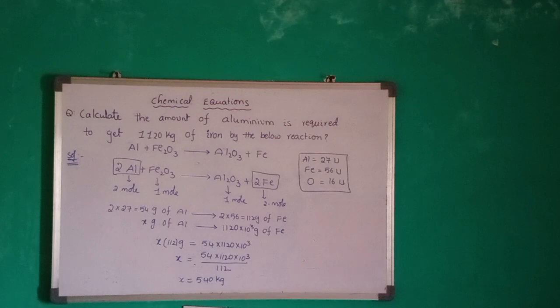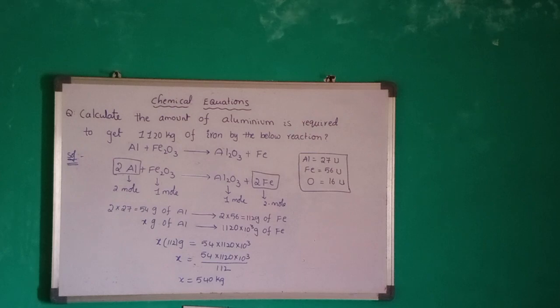Here there is no concept of limiting reagent. We can do it directly by comparing aluminum and iron. According to the equation, 2 moles of aluminum produce 2 moles of iron. One mole of aluminum weighs its gram atomic weight. The atomic weight of aluminum is 27. In that reaction the aluminum is 2 moles, so 2 into 27 is 54 grams of aluminum. 54 grams of aluminum can produce 112 grams of iron.